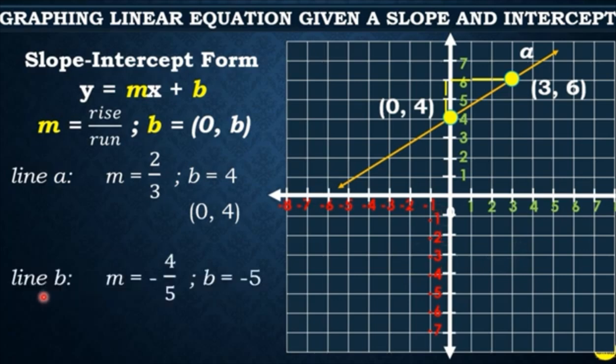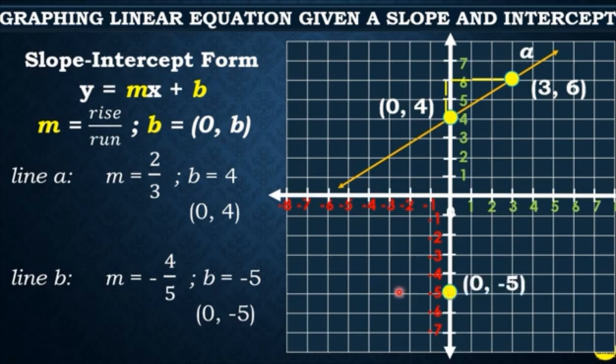Okay? So, I have here line B. So, you have your y-intercept and your slope. So, ito gagawin natin siyang 0, negative 5. So, let us plot 0, negative 5. So, ito yon. It must be here. So, ayun siya. Okay? Write the ordered pair.